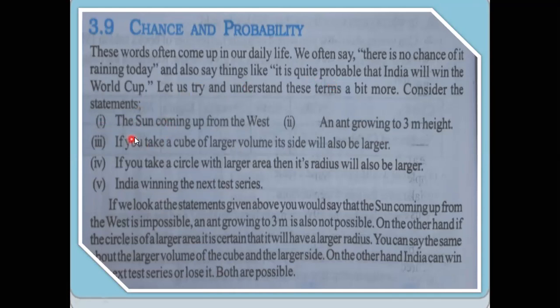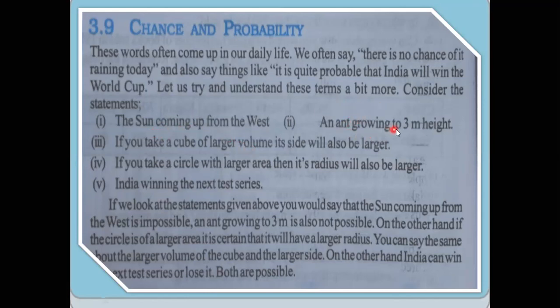So here are the statements. The sun coming up from the west. Is it a right statement? As you know, the sun does not come up from the west. The sun comes up from the east only. So for the sun coming up from the west, what can you use? You can say it is not possible. There is no chance. This is a natural thing: the sun always comes up from the east only.